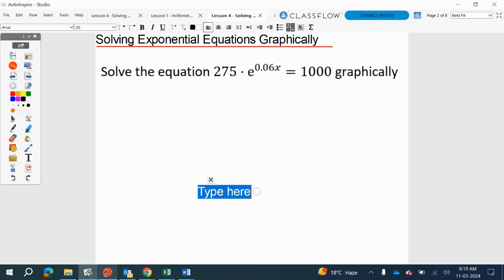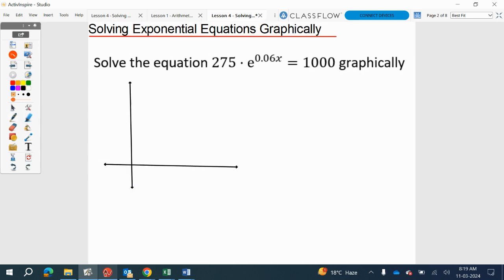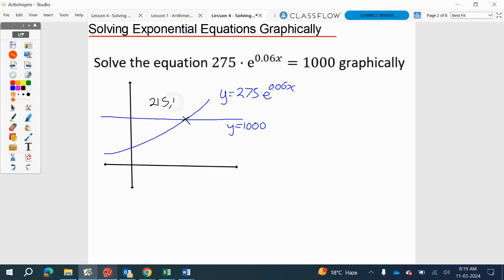Noting this on the paper, the question is asking you to draw it and graph it. So a method is required. On a graphical solution, the method is to sketch what you see on the calculator. This is y is equal to 1,000. You have to label the graphs. This is y is equal to 275 times e to the 0.06x. And this point of intersection is 21.5, 1,000.